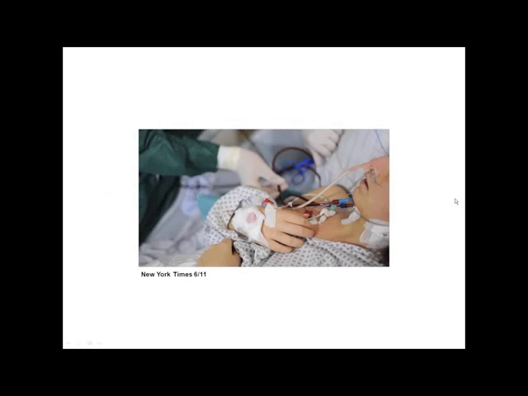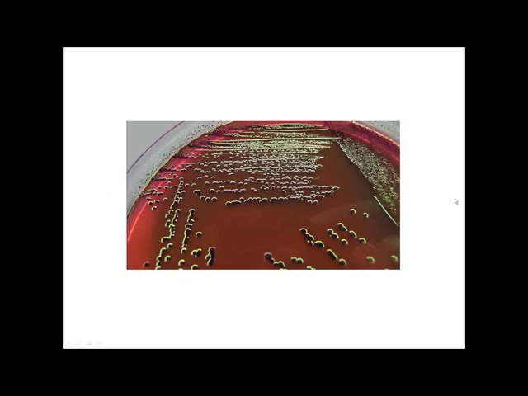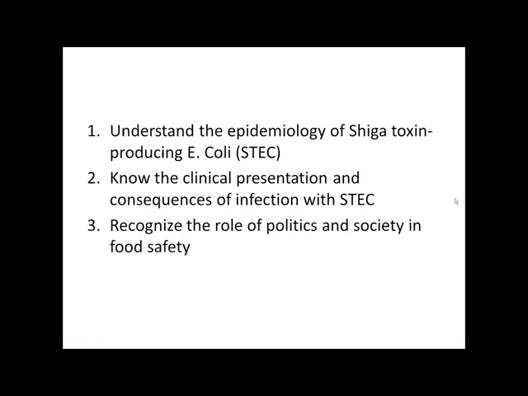E. coli is seen on an agar plate here with this green sheen. This is an EMB plate. So today in these few minutes, what I'm going to do is talk about the epidemiology of Shiga toxin produced in E. coli, which is a name that is commonly used here in the United States to refer to these enterohemorrhagic strains, or EHEC. We're going to understand the clinical presentation and consequences of infection with Shiga toxin producing strains of E. coli. And throughout all this, we will talk about the role of politics and society in food safety.